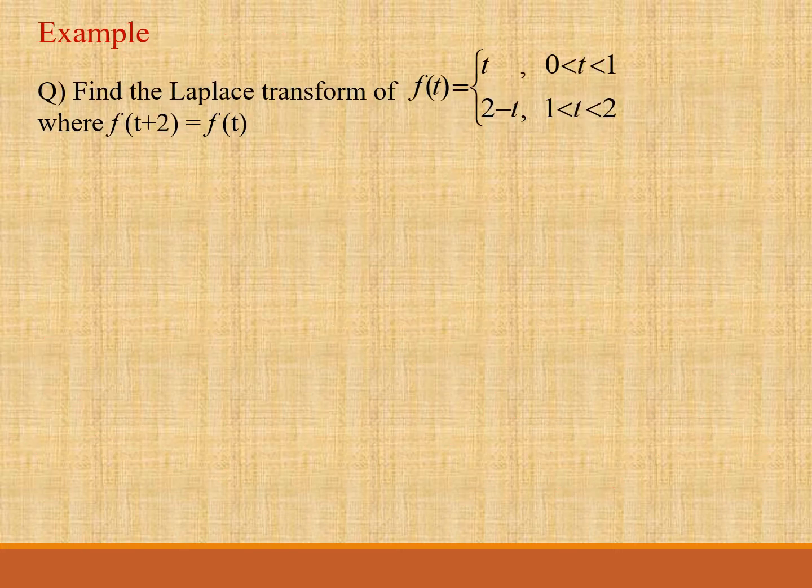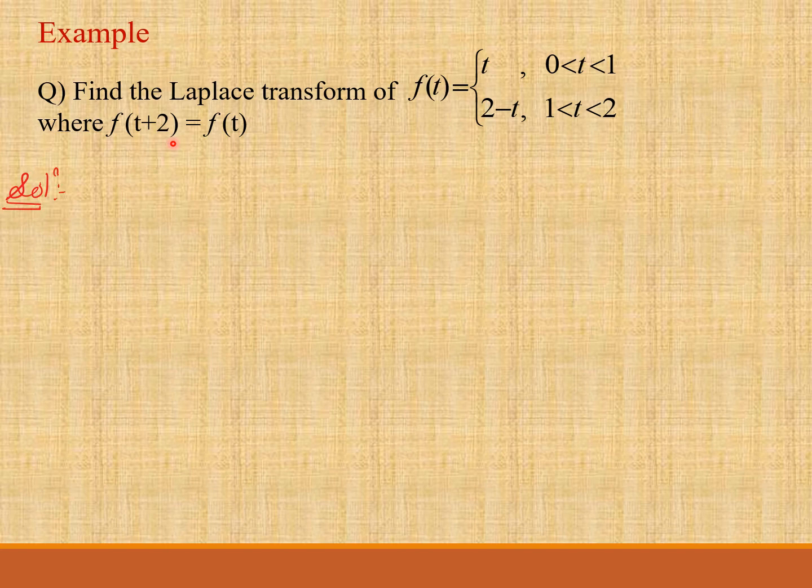Let's have an example. Find the Laplace transform of f of t which has the value t for the interval 0 to 1 and 2 minus t for the interval 1 to 2, and f of t plus 2 is equal to f of t. This is a very important condition for us: f of t plus 2 is equal to f of t. That means f of t is a periodic function with period capital T equal to 2.